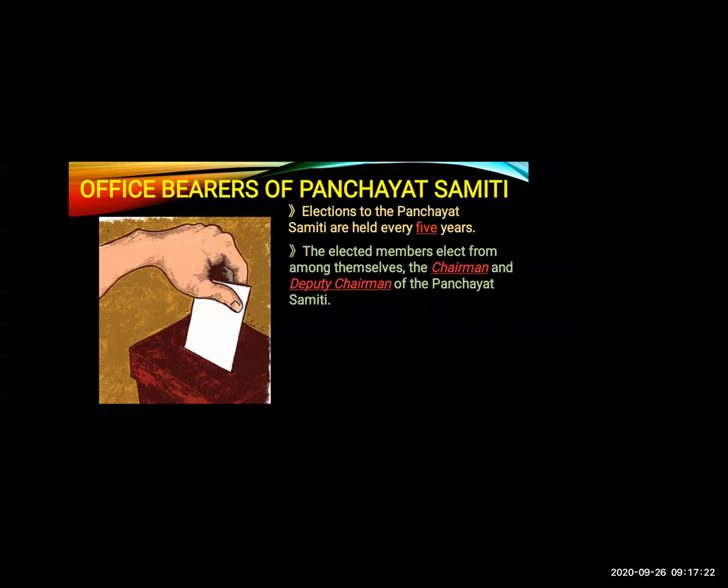Now see, elections to the Panchayat Samiti are held after every 5 years. We have seen that elections of the Panchayat Samiti are held after every 5 years. Then now in this picture you can see what this person is doing. Can anybody tell what is visible in this picture?